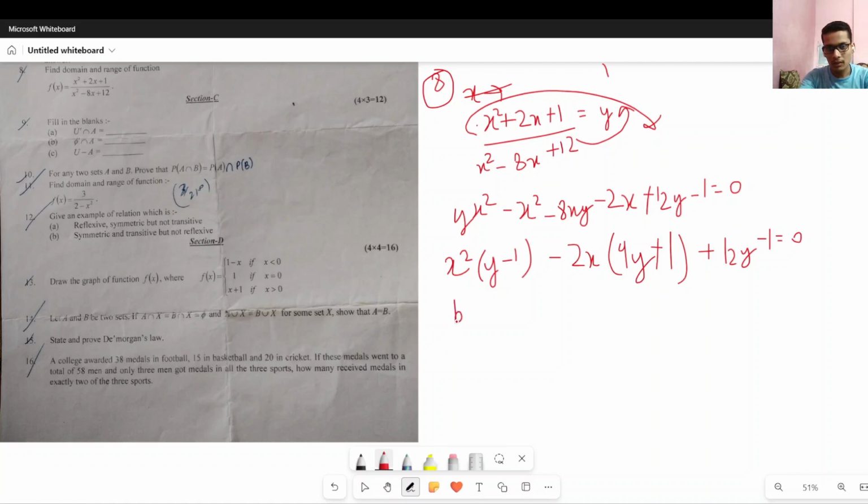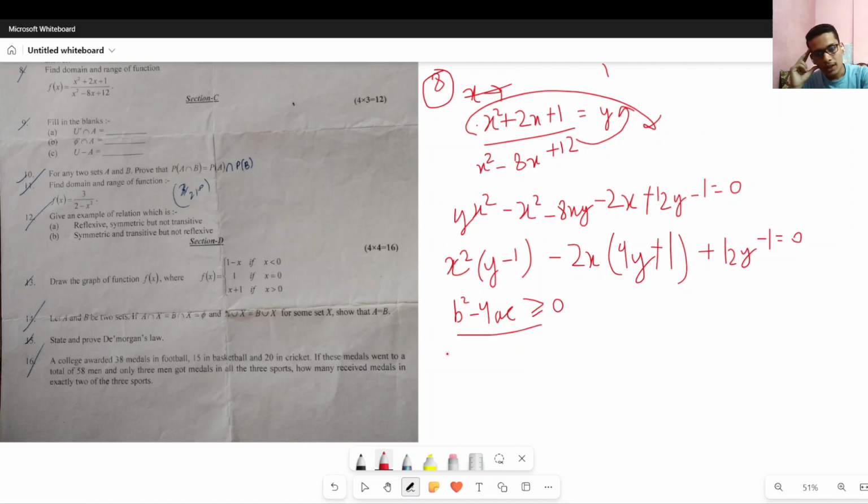But rather than the quadratic formula, we have to make sure that the discriminant b square minus 4ac must be greater than or equal to 0, because this is the only condition when the quadratic equation is valid or has real roots. And for this quadratic equation to have real roots, we have to apply this condition here: b square minus 4ac must be greater than or equal to 0.